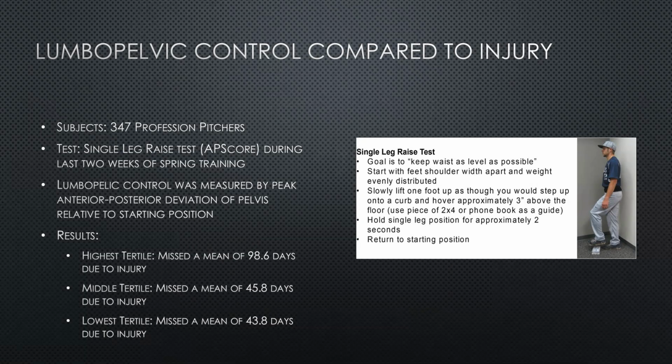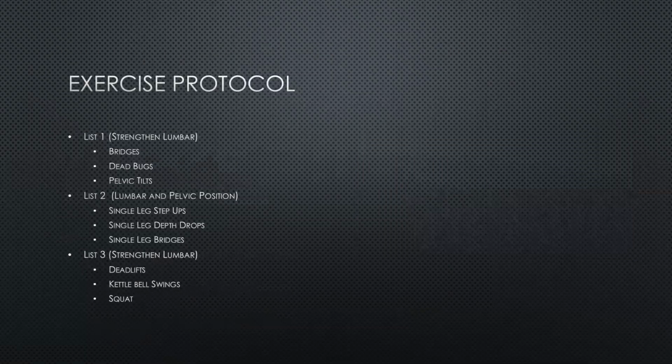The lumbopelvic control was measured by peak anterior posterior deviation of the pelvis relative to the starting position. And the results showed that for the highest tertile, a mean of 98.6 days were missed due to injury within the season. Then for the middle tertile, the mean of missed days was 45.8 days due to injury, and then the lowest tertile was a mean of 43.8 days due to an injury.